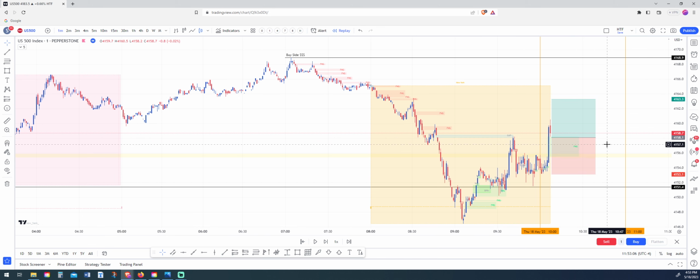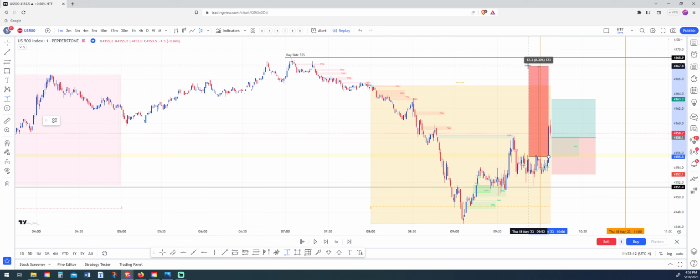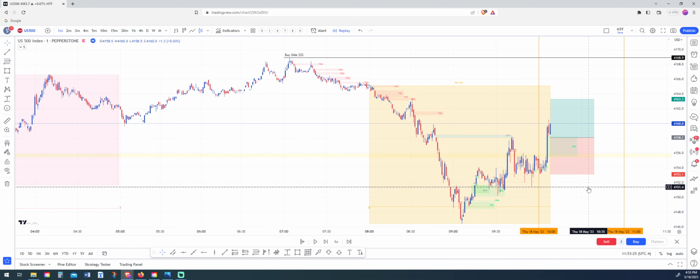From ICT's teachings, one thing to make this more high probability is to measure the potential range from your best possible entry to the take profit. Make sure it's over 10 handles. This is giving us 13 handles, so that does fall within the criteria. We'll get rid of that because I don't want to see it.